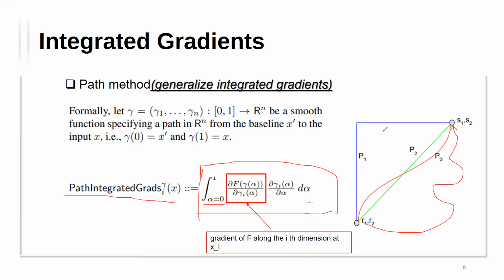Because again the chain rule, the partial f over partial gamma, multiplied by the partial gamma over partial alpha, can be replaced by the partial f over partial alpha. And here there's no gamma in this formula.